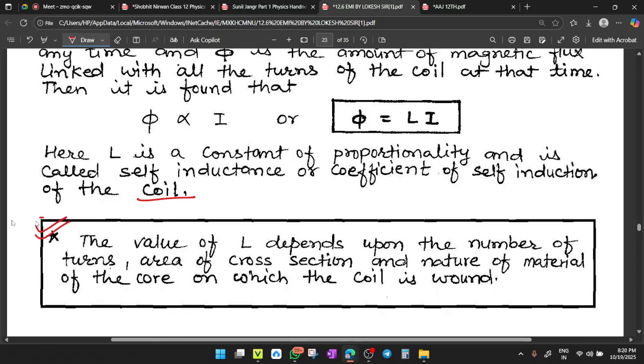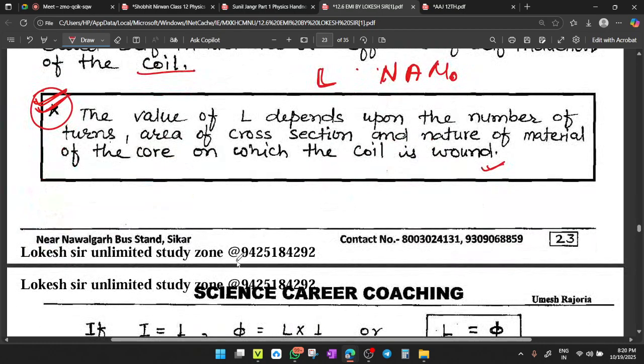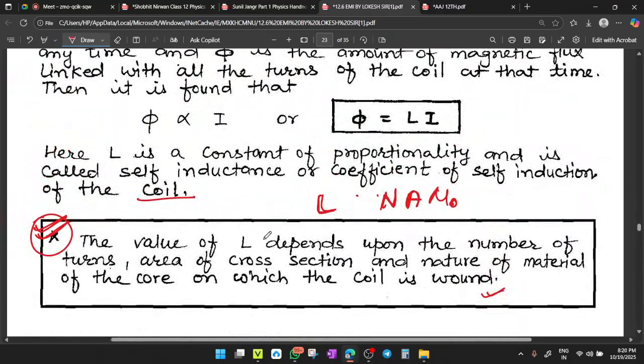We are going to derive this relation, that is very important. In that we will see the value of L depends on the number of turns, area of cross section, and nature of material, means mu, the nature of the material of the core on which the coil is wound. All the things will be evident from the derivation. We are going to derive that shortly. Clear?